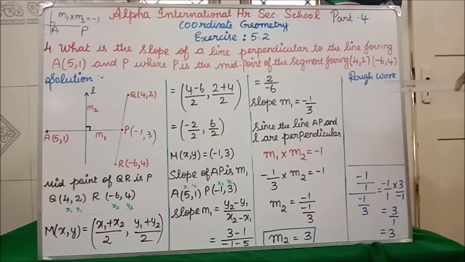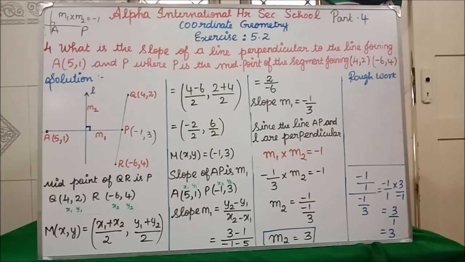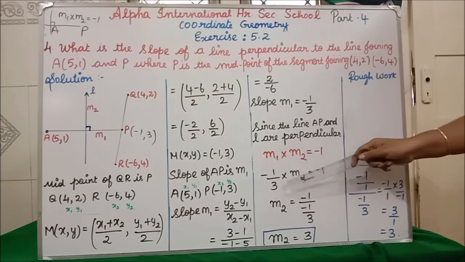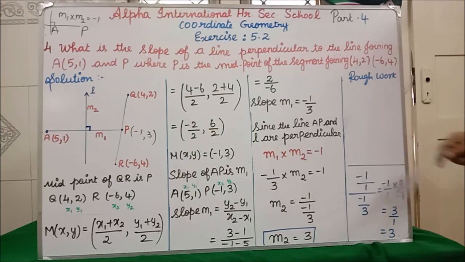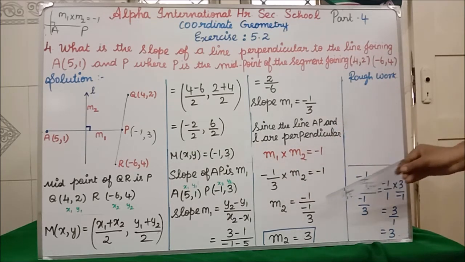Since the lines AP and L are perpendicular, the perpendicular formula is m1 into m2 equal to minus 1. The m1 value we have got is minus 1 by 3, so minus 1 by 3 into m2 is equal to minus 1. The next step: m2 is equal to minus 1, and this minus 1 by 3 will come in divide form. So minus 1 divided by minus 1 by 3. After this step, I get m2 is equal to 3.